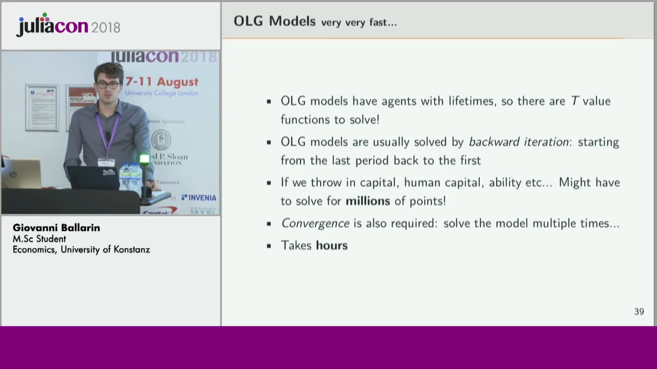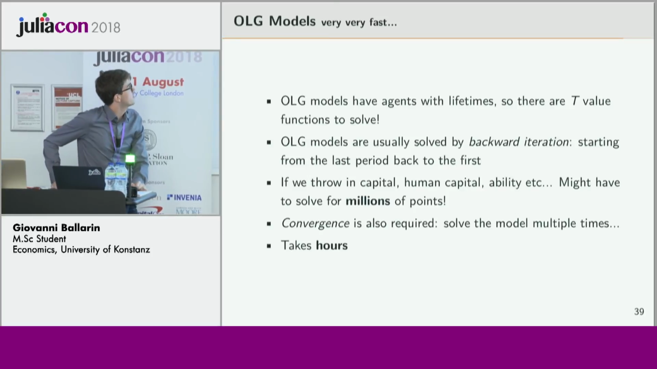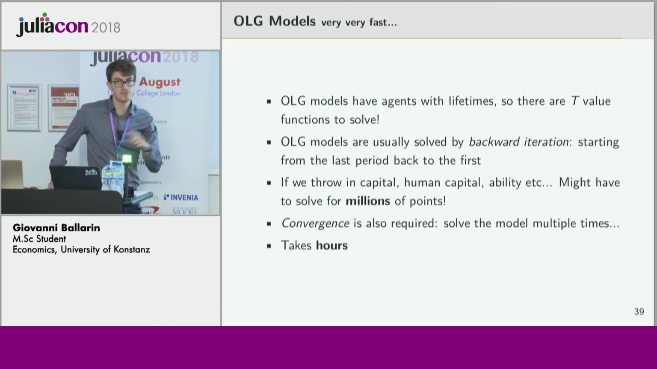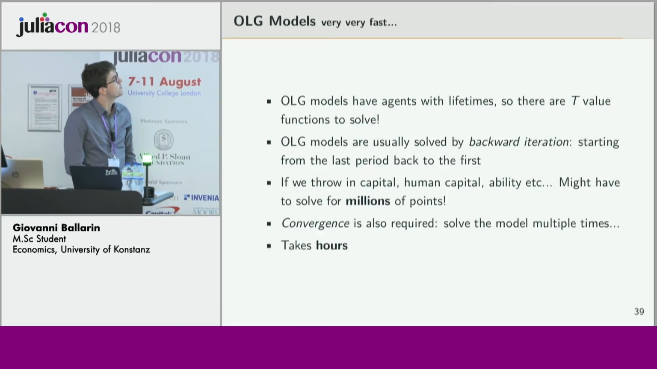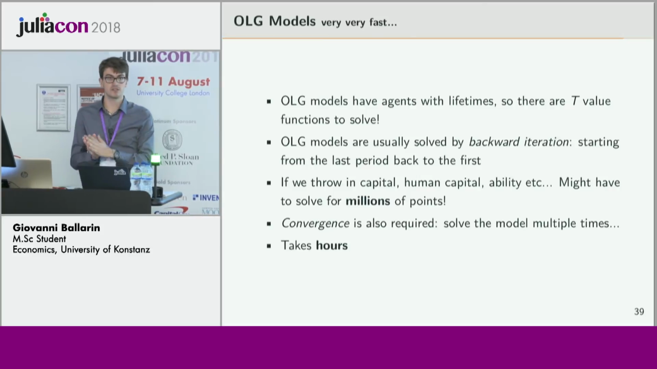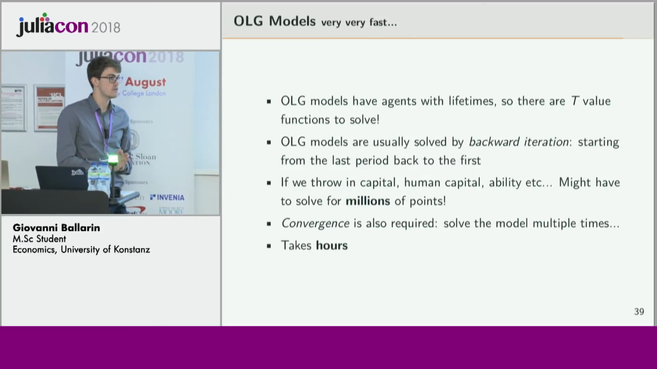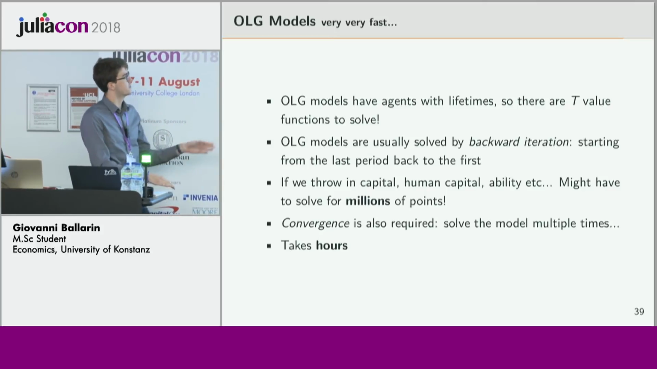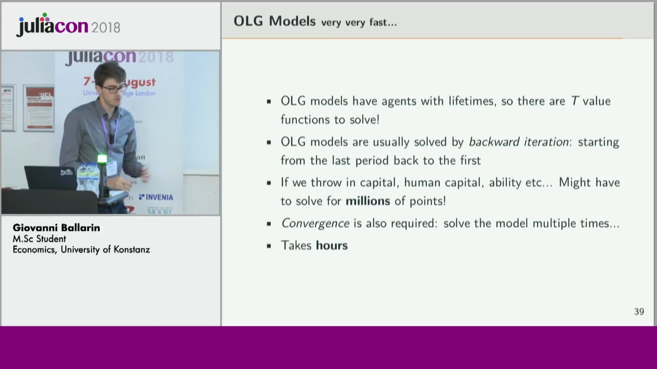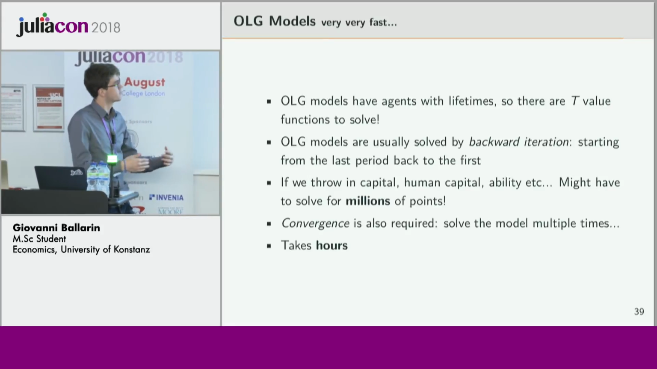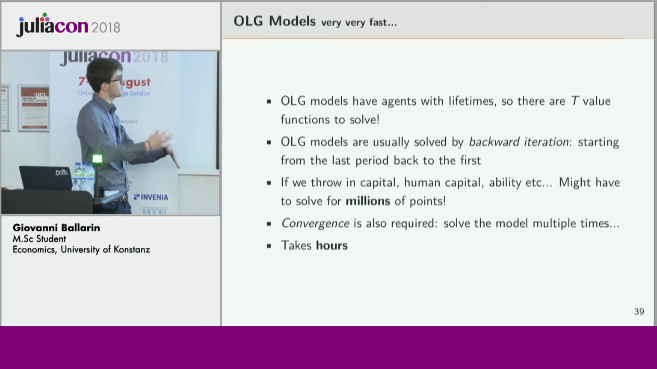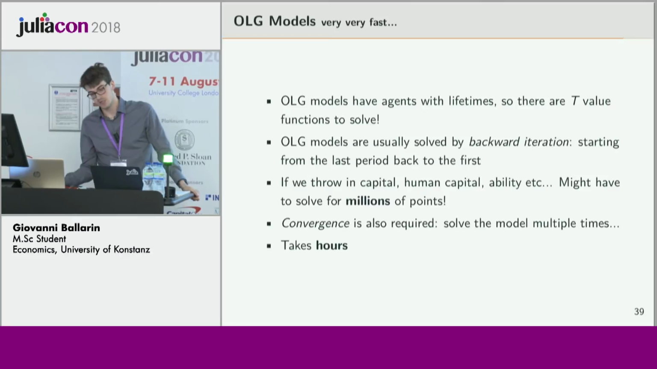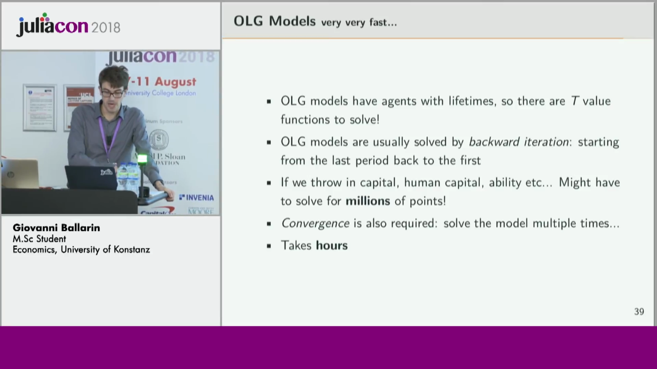But we might want to do something even more complicated, and this is OLG models, and this is what I do in my line of work now. You have the lifetime of an agent, right? If t is the number of years that this agent lives, so it's not living an infinite life anymore, then you have to solve t value functions, because given your age, you might want to optimize differently. So you have to solve it by backward iteration. You start from the last period, and you go back.